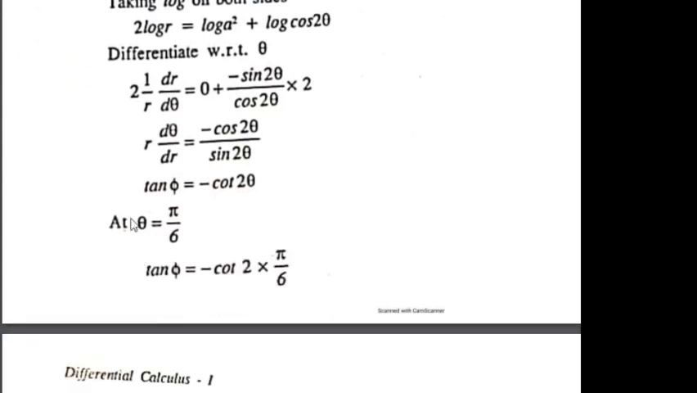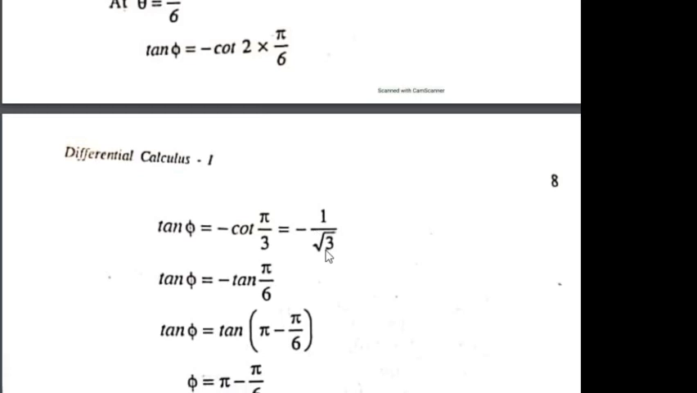Then you will get r d theta by dr is equal to minus cos 2 theta by sin 2 theta. Then reverse it, you will get tan phi is minus cot 2 theta. Then substitute theta is equal to pi by 6, because we have to find the angle between the radius vector and the tangent at theta is equal to pi by 6. So substituting theta is equal to pi by 6 here, you will get tan phi is minus cot 2 into pi by 6. Pi by 6 means 30 degrees, so this gives cot 60 degrees. So cot 60 degrees is 1 by root 3, or tan phi is minus tan pi by 6.